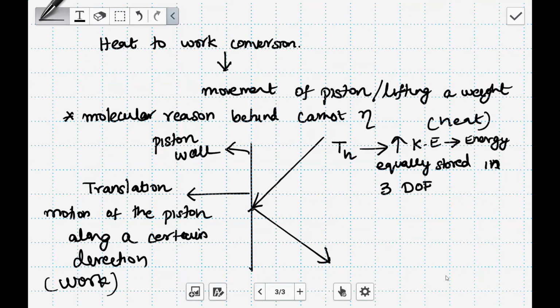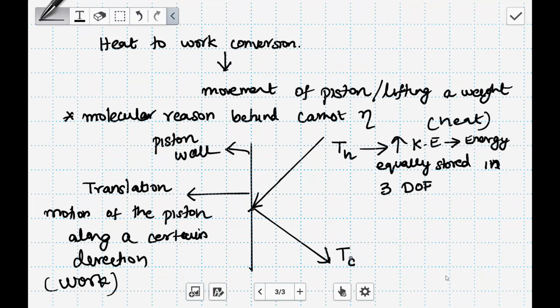And then it reflects back with lesser energy. What is lesser? The energy stored in the translational degrees of freedom is less. That is indicated by TC, cold. This is the hot, indicative of the energy of the hot reservoir. This is indicative of the energy of the cold reservoir. So this is the leftover energy.